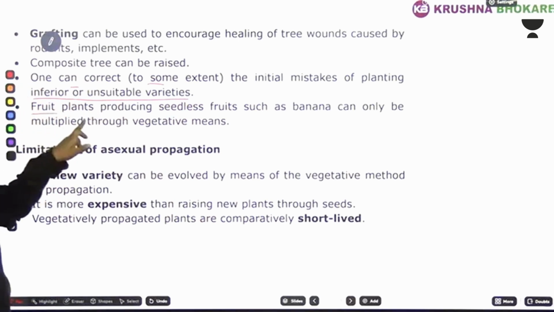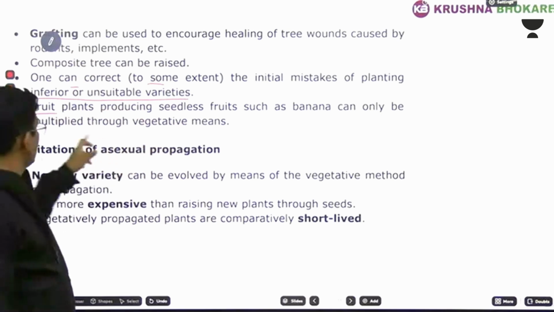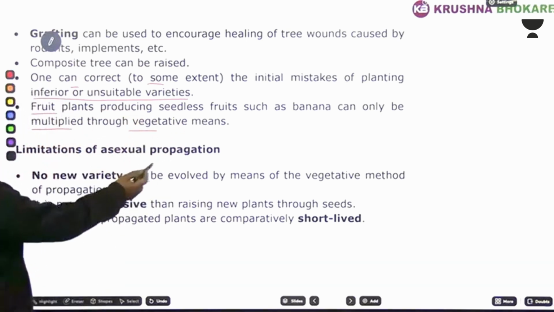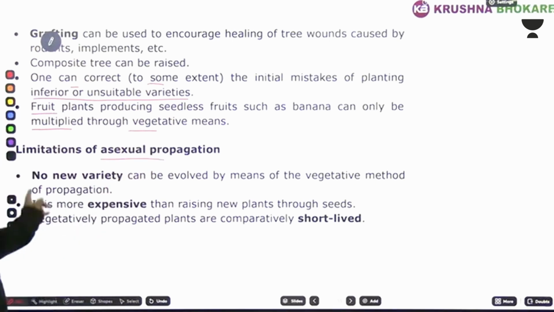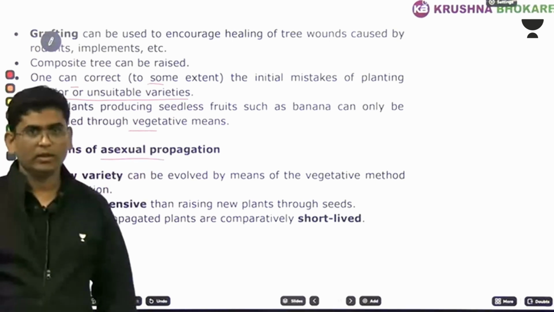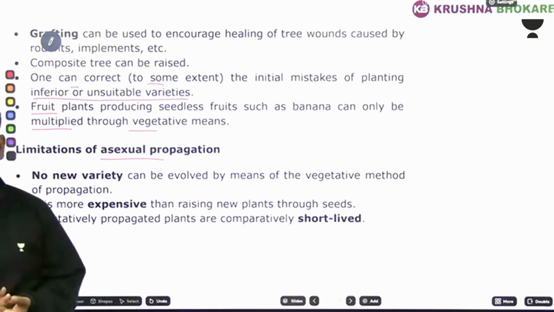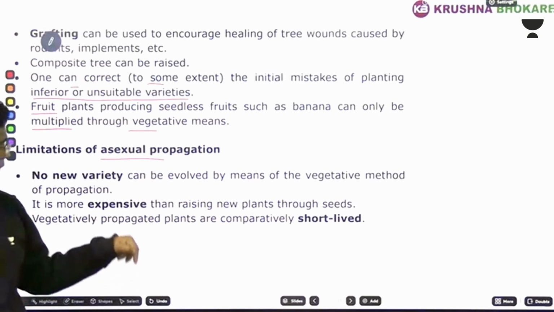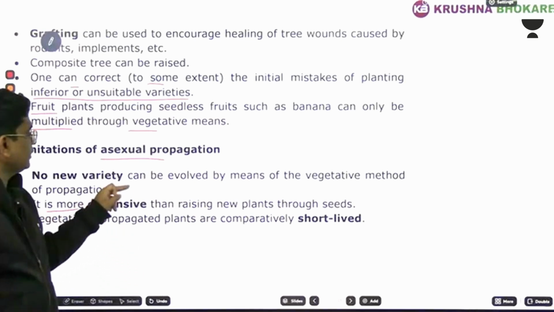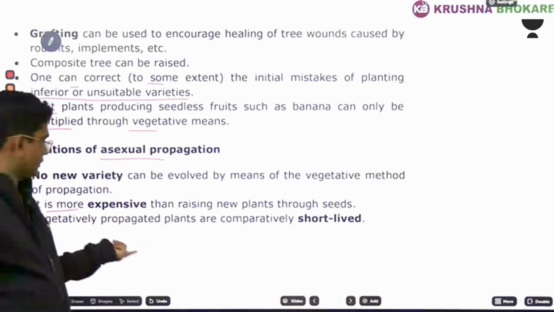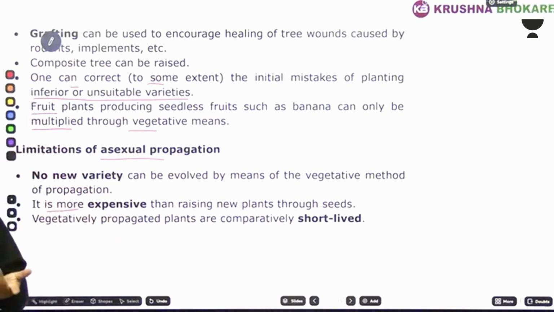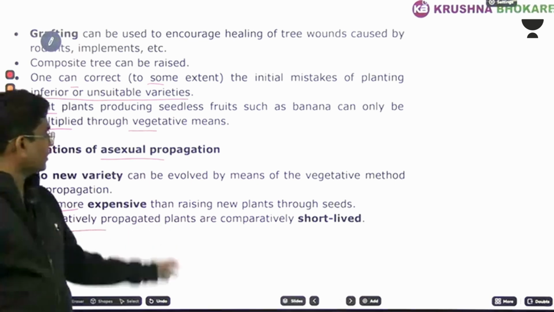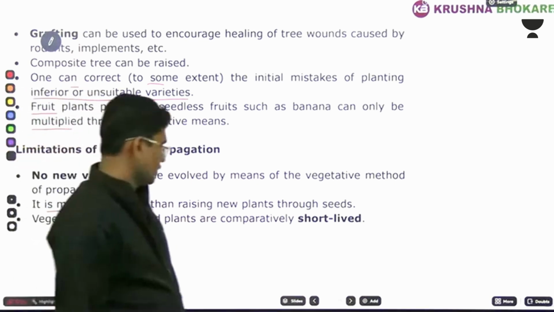Okay. Fruit plants producing seedless fruit such as banana can only be multiplied through vegetative propagation. What are the limitations of asexual propagation? No new variety can be evolved because of no pollination, no crossing over. All the progenies are progenies of the existing variety. It is more expensive than raising new plants through seeds. It requires skilled labor, time, and a particular amount of climate. Vegetatively propagated plants are comparatively short-lived.